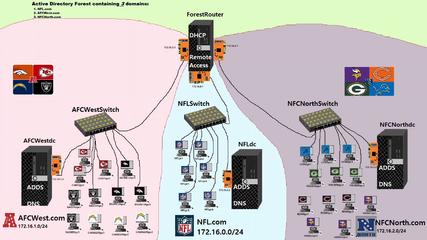I'll try to make the domains different. So like NFL.com, which is the administrative domain, will be very strict. NFCNorth.com will be medium strict, and then AFCWest.com will be less strict, more of a free-for-all, just to make things different and experiment with some GPOs. I mean, try to learn that stuff too. That's important in the Active Directory domain environment. Anyway, this was part 1, and hopefully you followed along and were able to complete it.